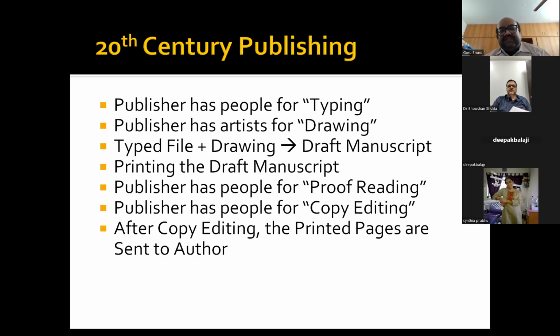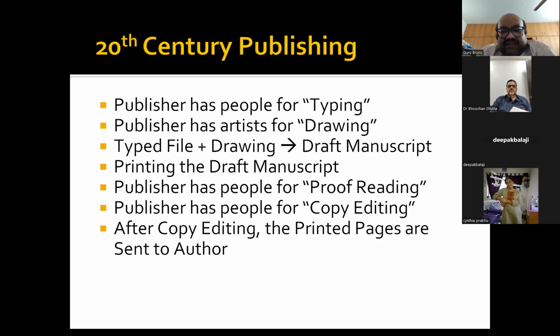All those 20th century publishers had an office in which there were people for typing. First, the typist will type the manuscript. Then the publisher also had artists for drawing, who will draw the pictures. Then this typed file plus the drawings, combined together, becomes the draft manuscript. And then the publisher prints the draft manuscript on paper, and this goes to a stage called proofreading.